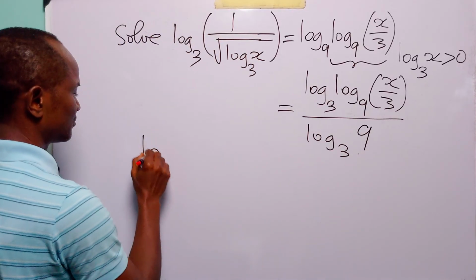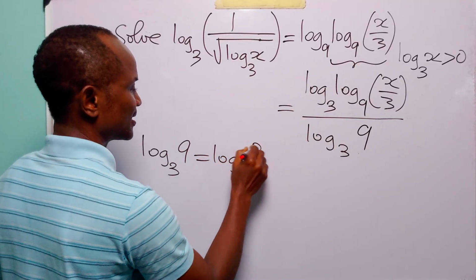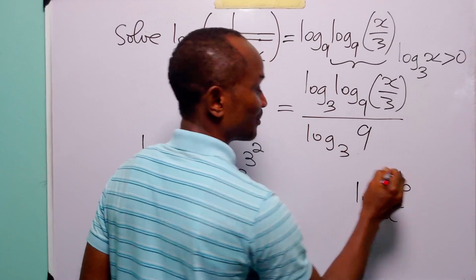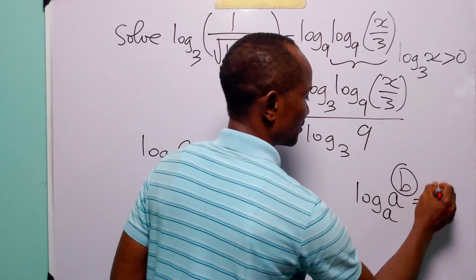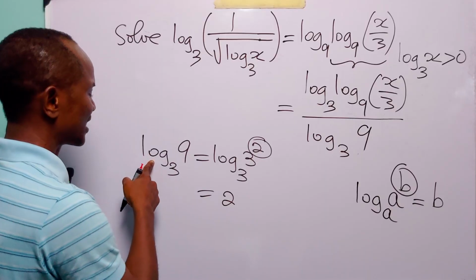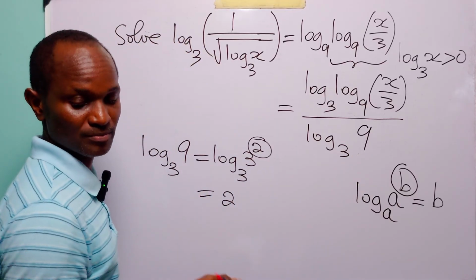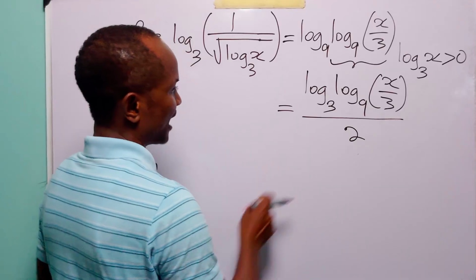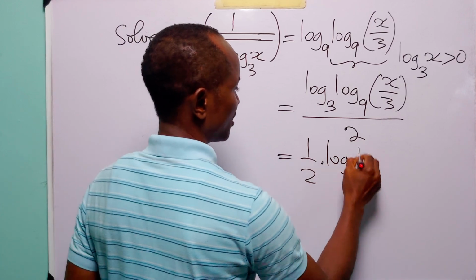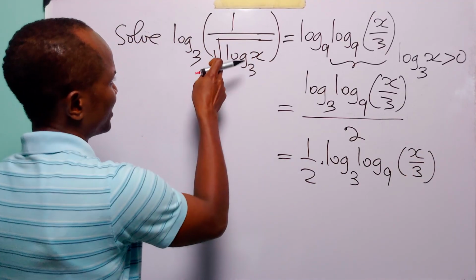Now let us look at this. We have log to base 3 of 9. But of course, you know that 9 is 3 squared. And I trust that you remember that log to base a of a to the power b is equal to b. So log to base 3 of 3 to power 2 is equal to 2. So we have that log to base 3 of 9 is equal to 2. So this denominator is going to be equal to 2. And of course, we can write this as half multiplied by log to base 3 of log to base 9 of x over 3.